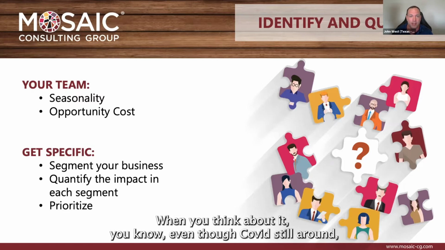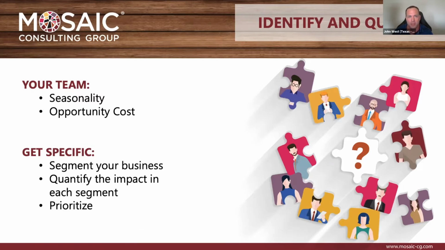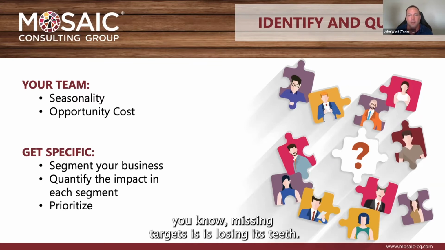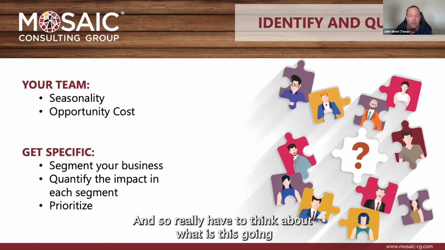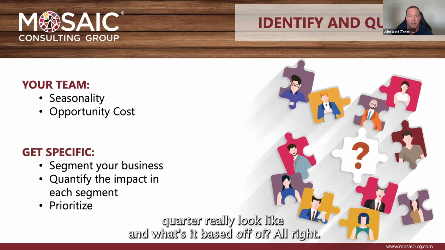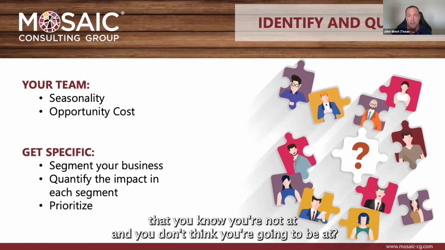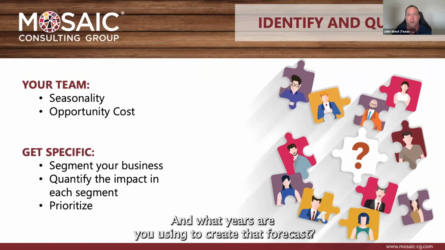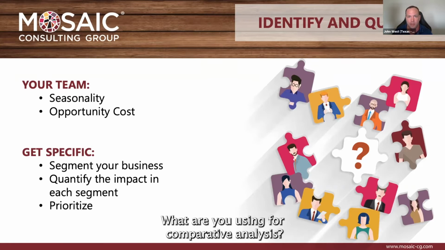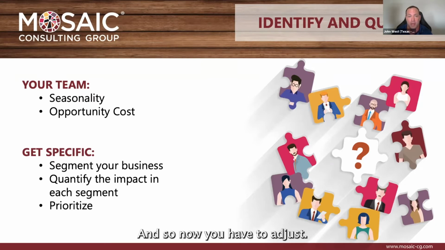When you think about it, even though COVID's still around, the COVID excuse of missing targets is losing its teeth. And so you really have to think about what this is going to look like coming into these upcoming quarters. What does your forecast for the upcoming quarter really look like? And what's it based off of? All right. So are you basing your forecast off of optimal staffing that you're not at and you don't think you're going to be at? And what years are you using to create that forecast? What are you using for comparative analysis? All right. And what was staffing like those years? All right. So now you have to adjust.